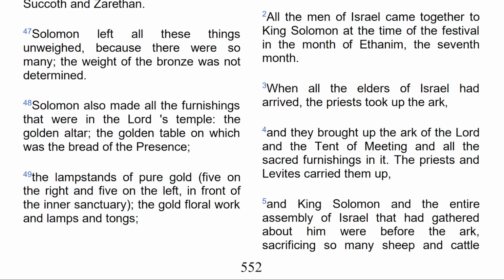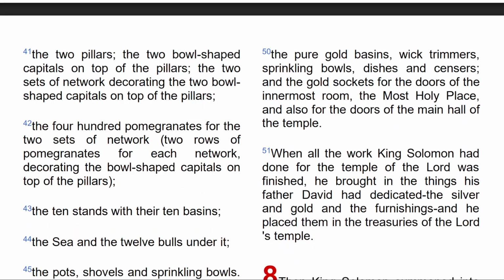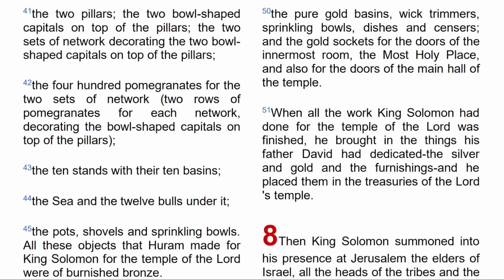Solomon also made all the furnishings that were in the Lord's temple: the golden altar, the golden table on which was the bread of the presence, the lampstands of pure gold, 5 on the right and 5 on the left, in front of the inner sanctuary, the gold floral work and lamps and tongs, the pure gold basins, wick trimmers, sprinkling bowls, dishes and censers, and the gold sockets for the doors of the innermost room, the most holy place, and also for the doors of the main hall of the temple.